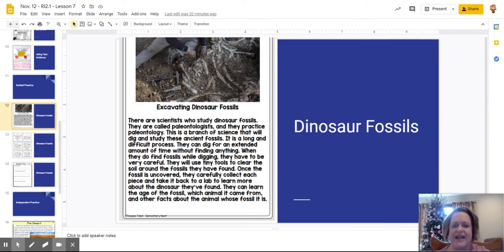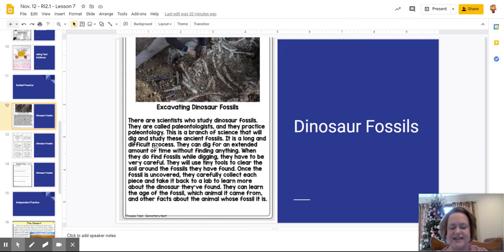This passage is called Excavating Dinosaur Fossils. There are scientists who study dinosaur fossils. They are called paleontologists, and they practice paleontology. This is a branch of science that will dig and study these ancient fossils. So paleontology is a branch of science where they will study and dig up fossils.